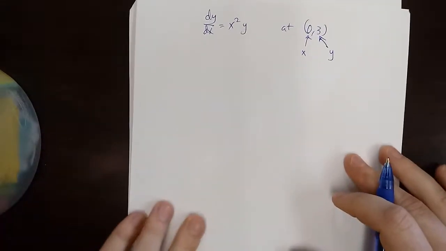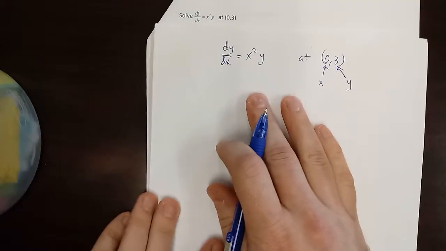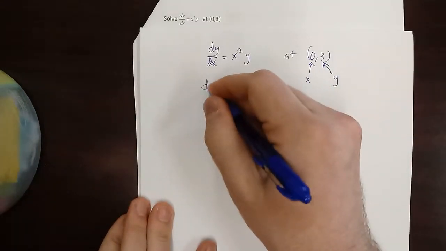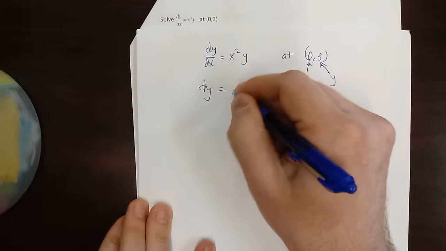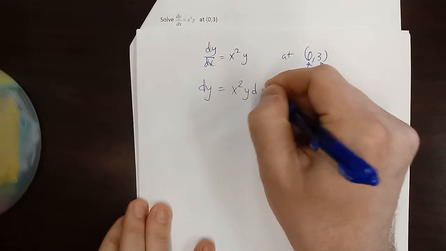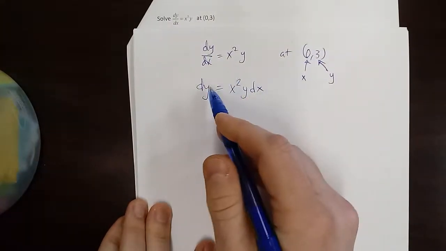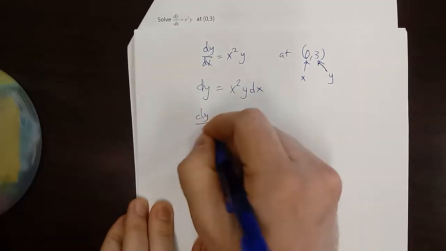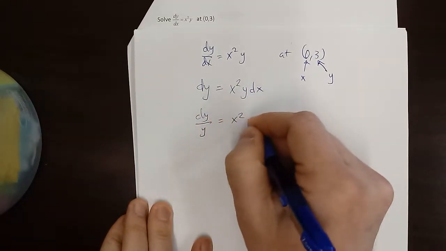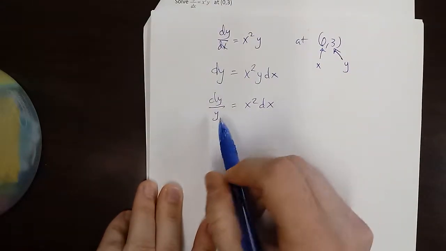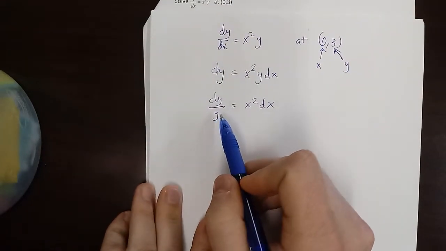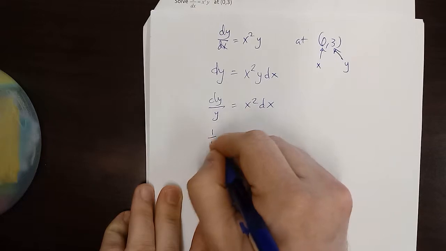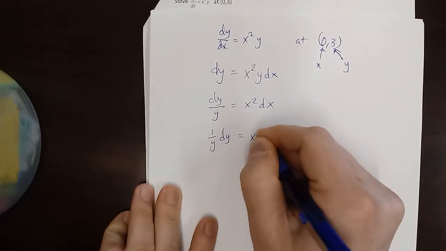Okay, so now when we do separation of variables and I multiply both sides by dx, I get x squared y dx. I gotta get the y over here. The only way to do that is to divide. So I'd say dy over y is equal to x squared dx. Now, last time I checked, that's kind of weird looking. How about I write it as 1 over y dy is equal to x squared dx.